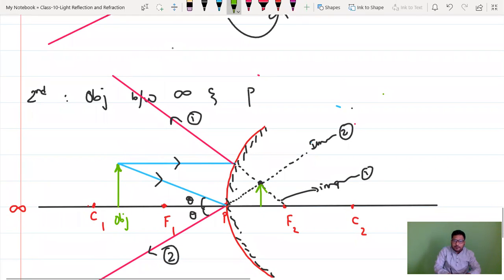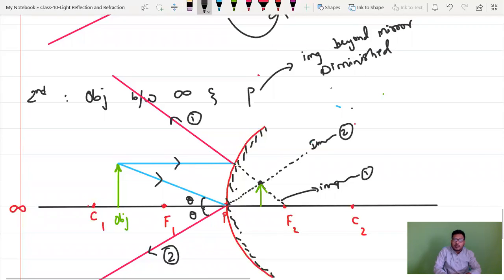Now, by this what we can conclude, guys? If object is placed between infinity and P, image is formed beyond mirror. Image is formed beyond mirror. What is the size? Object size is big, image size is small. So diminished. It is straight only, right? So erect, and it is forming backside of the mirror, right? Virtual.